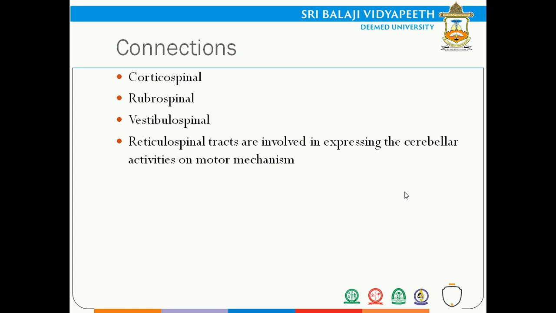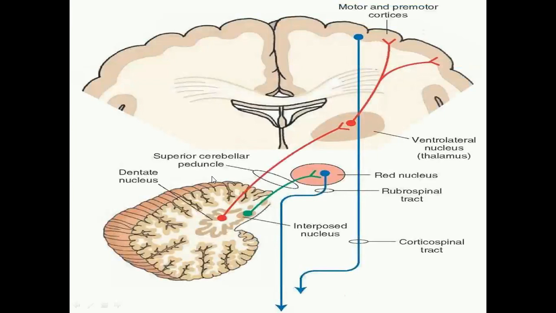So these are all descending tracts: corticospinal, rubrospinal, vestibulospinal, reticulospinal. All of them are involved in expressing the cerebellar activities on the motor mechanism. This image shows you the motor and the premotor cortexes giving command, passing through the ventrolateral nucleus of thalamus, and from there going through the corticospinal tract through the medulla oblongata. It is reaching the spinal cord and going in for the motor coordinated activity.